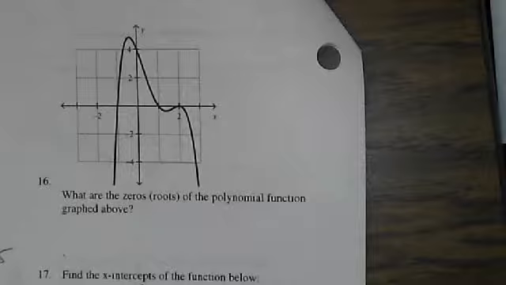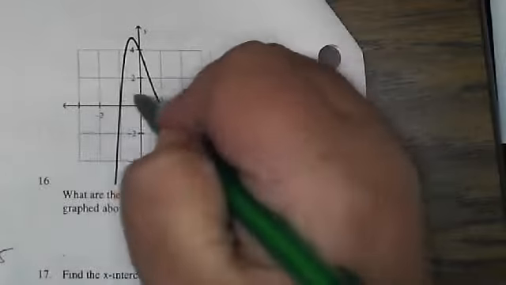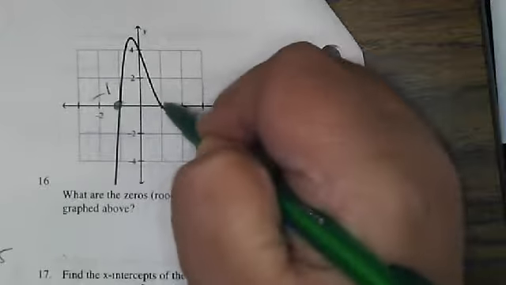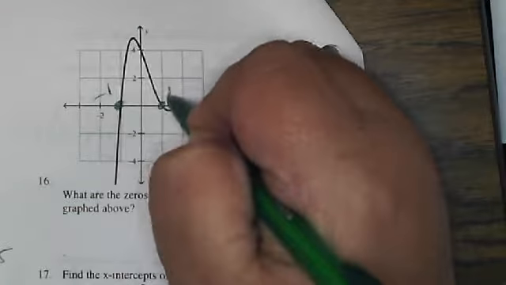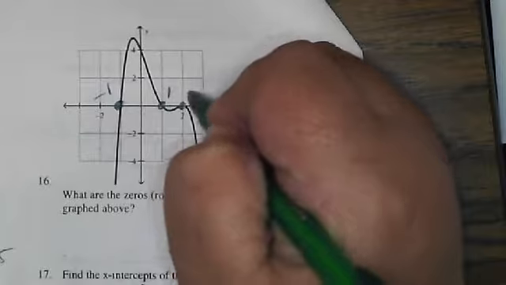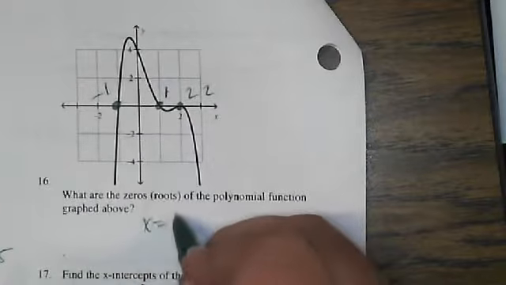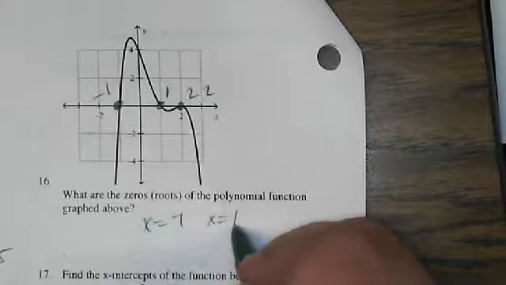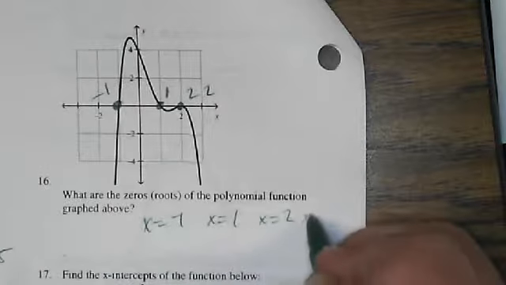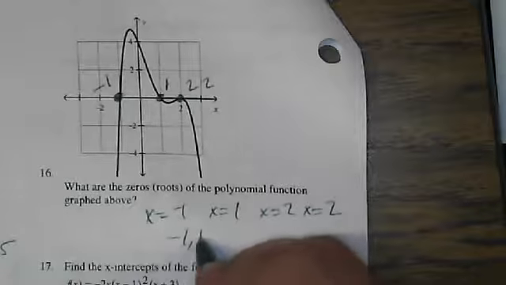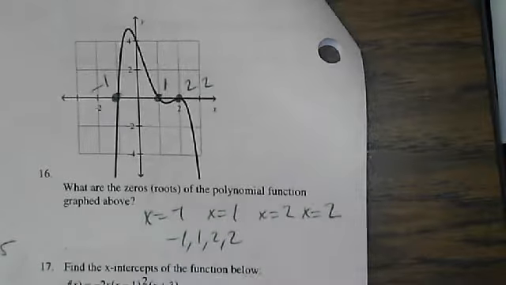Alright, number 16. What are the zeros of the polynomial function graphed above? Well, there's a 0 here, and that 0 is at -1. There's one here at +1, and there are 2 at 2. So, x is equal to -1, x is equal to +1, and x is equal to 2 twice. Or if you just listed them, -1, 1, 2, 2.